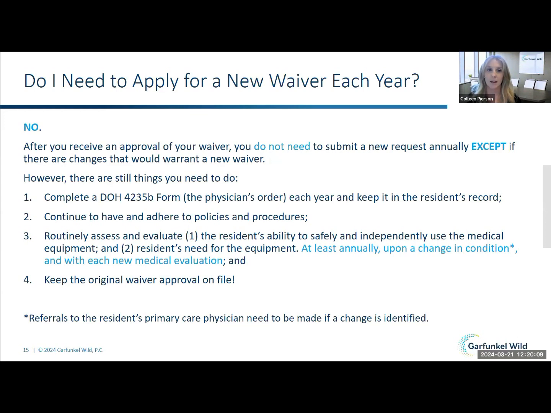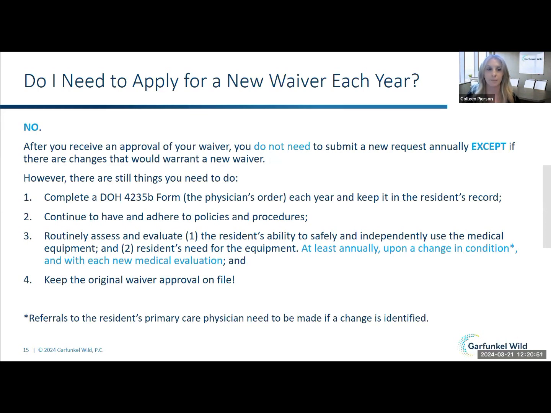It's very important that you complete a new 4235B form every year, which is the physician's order. It's a form where your physician signs, and you keep that in the resident's record. What you don't want is to have the Department of Health come in and survey you and you not have that updated physician's order. You also have to keep the approval that you initially received on file, because you will get cited if you don't have that initial waiver approval from the department. So while you don't have to keep applying for a new one every year, you need to retain that initial approval on file.